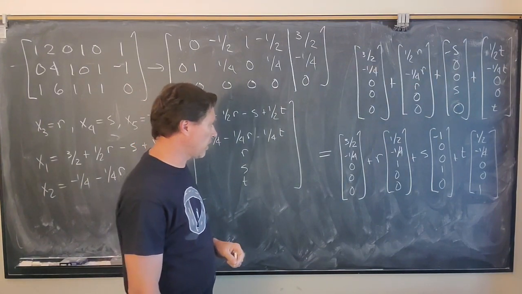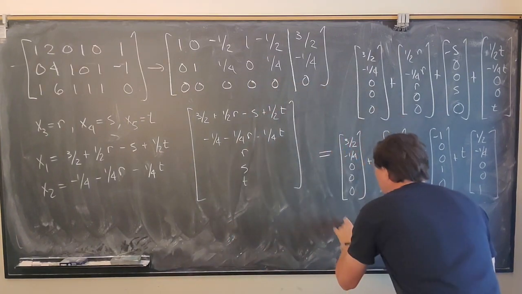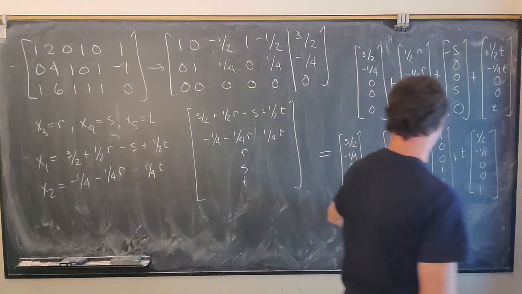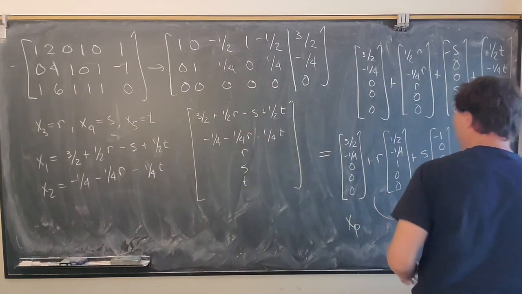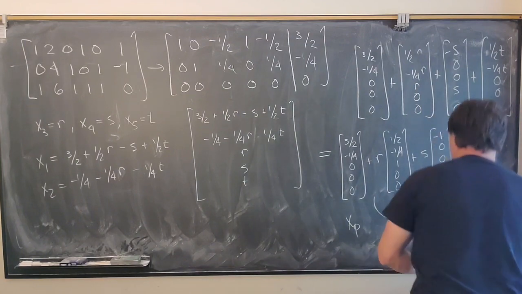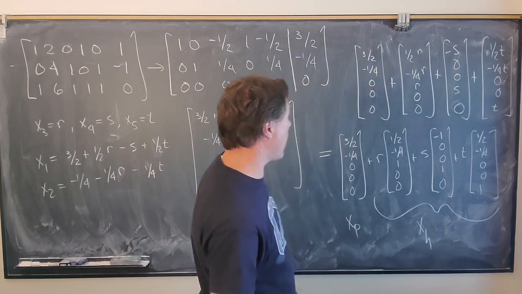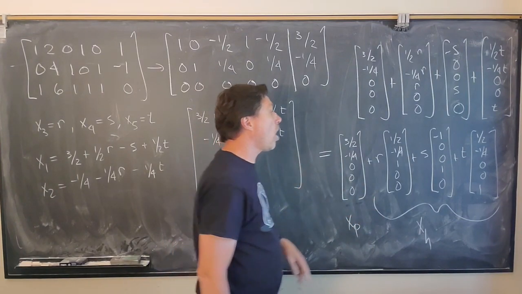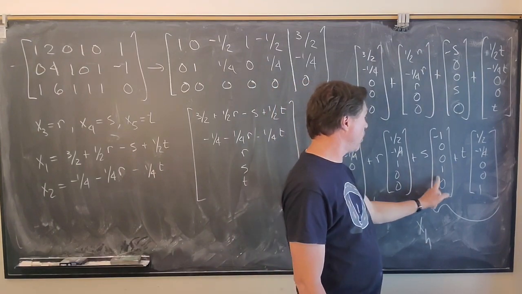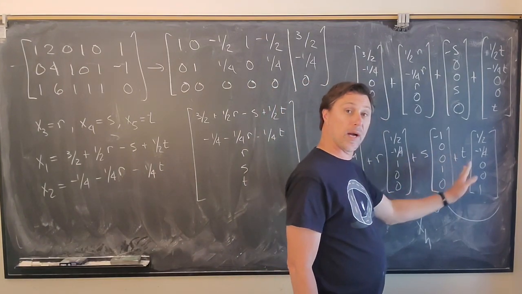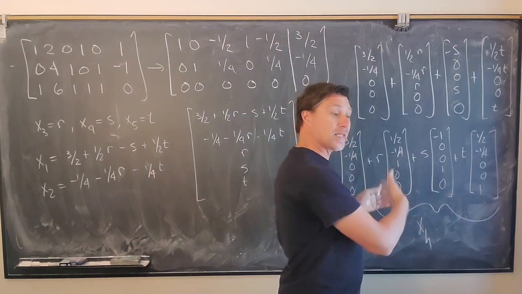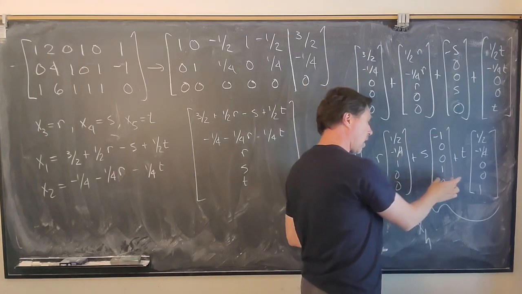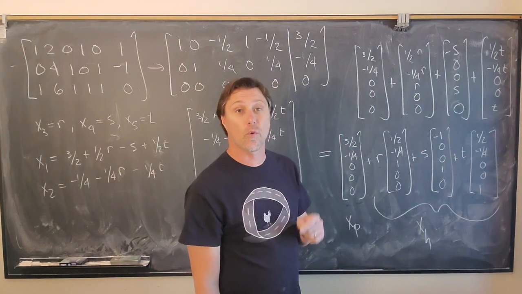Okay, so now let's see what we have. My particular solution, x sub p, is right there. The solution, really all possible solutions, the x sub h is right there. So what we have then, here's my particular solution, plus all possible linear combinations of those 3 vectors, that's the r, s, and t, give us all possible solutions to the homogeneous equation. In other words, these three column vectors right here form a basis for the null space of A.